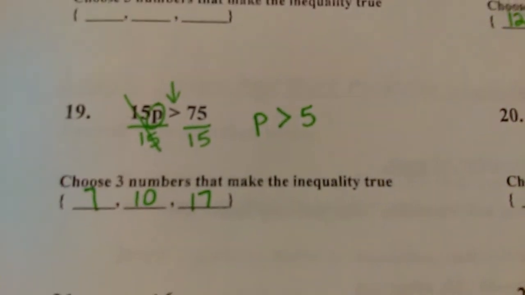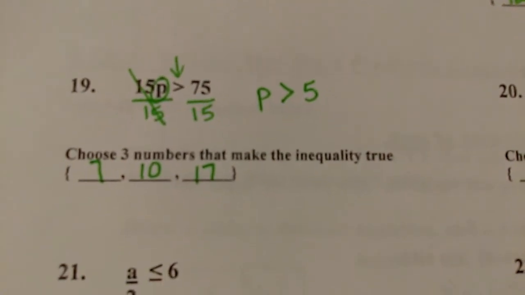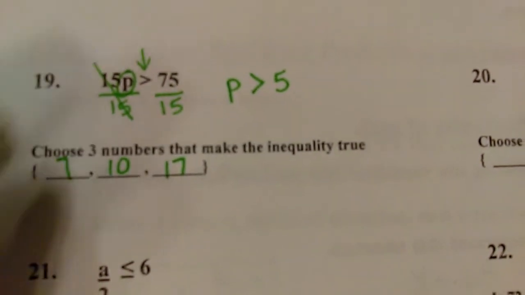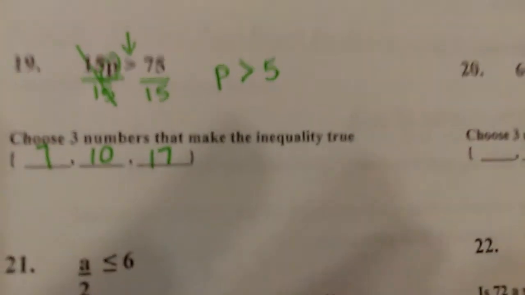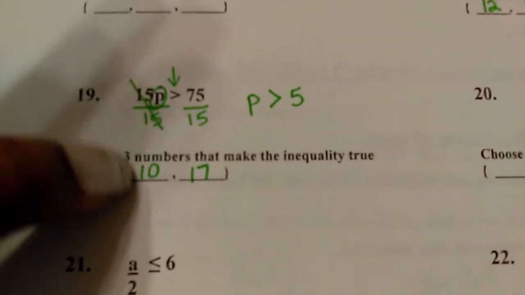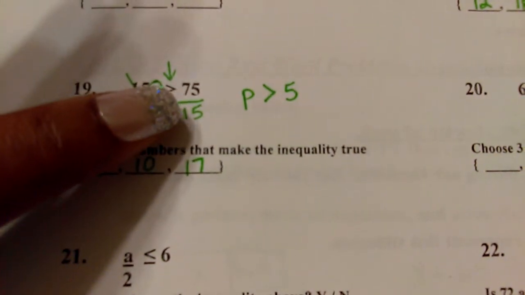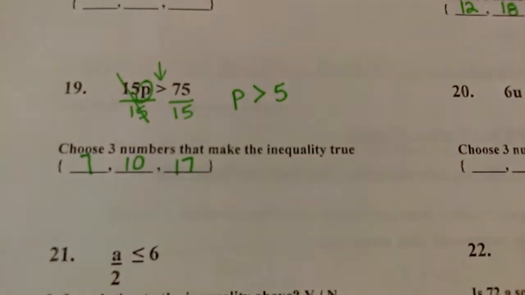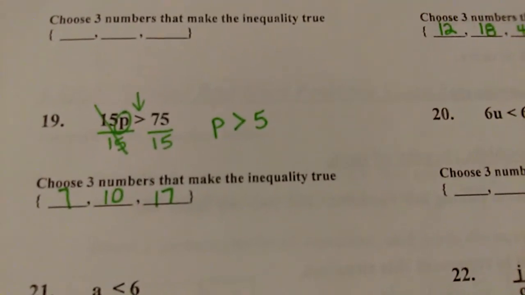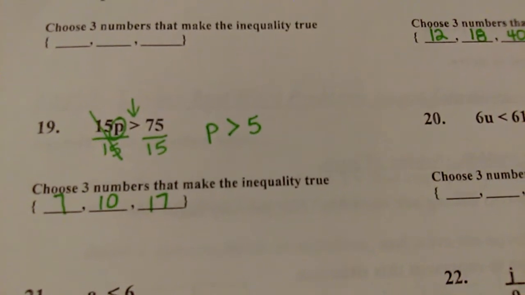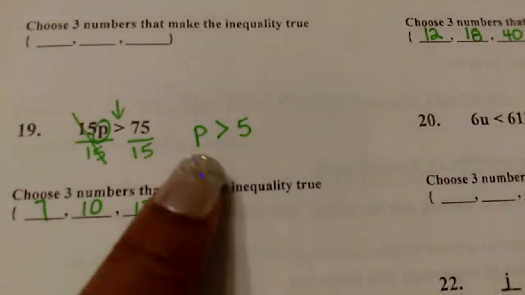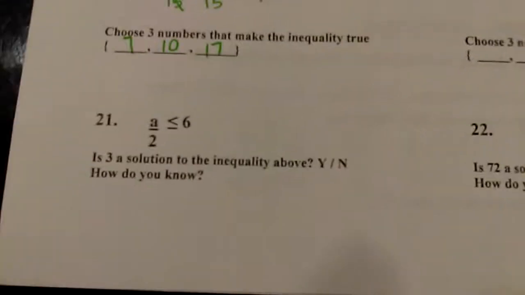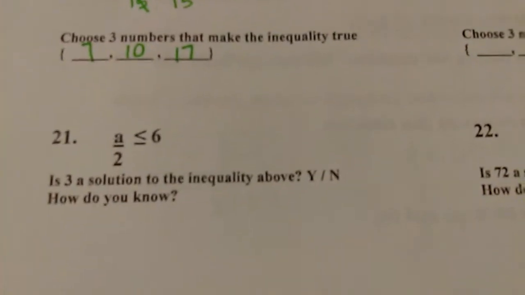And I just want you to think about this. When you think about whether or not it makes the inequality true, you have to say 15 times my 7, does that give me more than 75? Yes. 15 times 10, does that give me more than 75? Yes. 15 times my 17, does that give me more than 75? Yes. So we are looking for values of the variable that will make it true for this, that p is greater than 5.